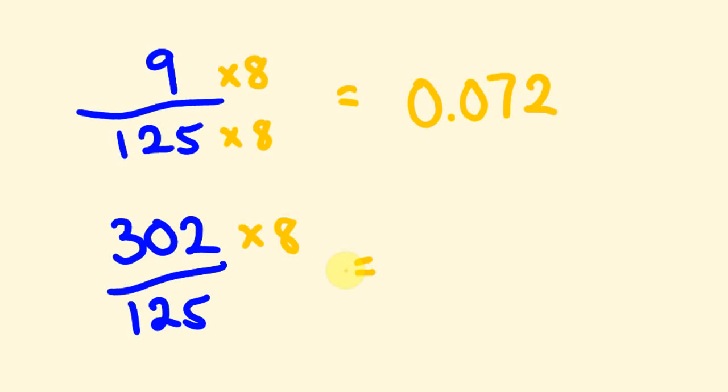Now, if you don't like timesing by 8, you might double it, and then double that answer, and double it again, because 8 is the same as 2 times 2 times 2. So first off, 302 times 8. Hopefully you're going to get the answer of 2,416. Now we're going to divide that by 1,000. So we're moving the decimal place 3 times. 1, 2, 3. Our answer, 2.416. Hope you like the trick.